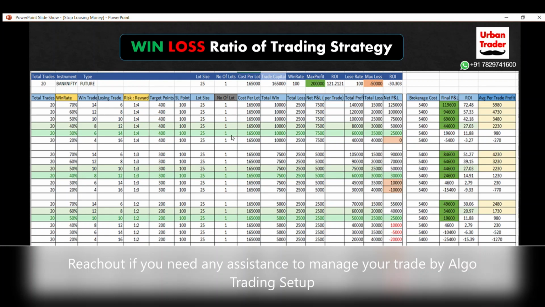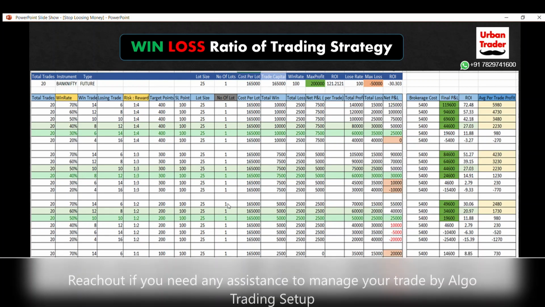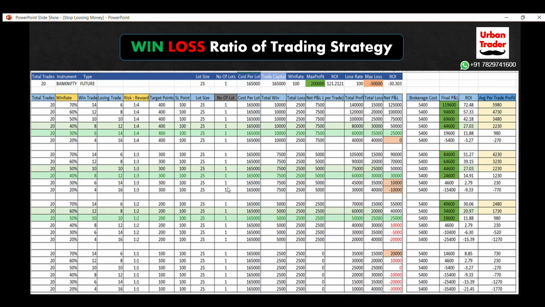And this is just on one lot. What people generally do when they do intraday trading is increase the lot size, but if their win loss ratio is low, irrespective of their win rate, they will not make money. That's the reason they end up losing. So take care when you're increasing your lot size. It's not about how much money you deploy, but deploying more money when your win loss ratio and risk reward are high. Only then can you make money.